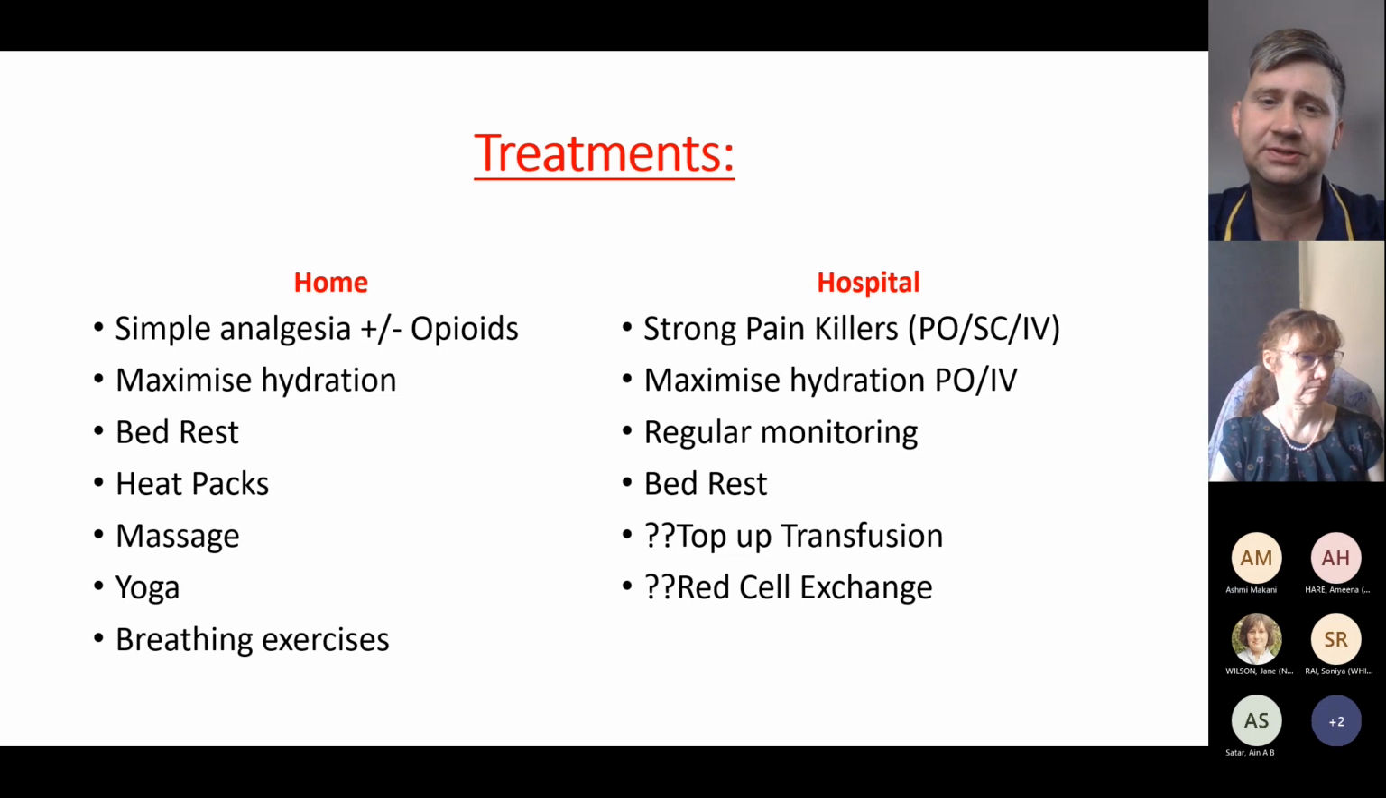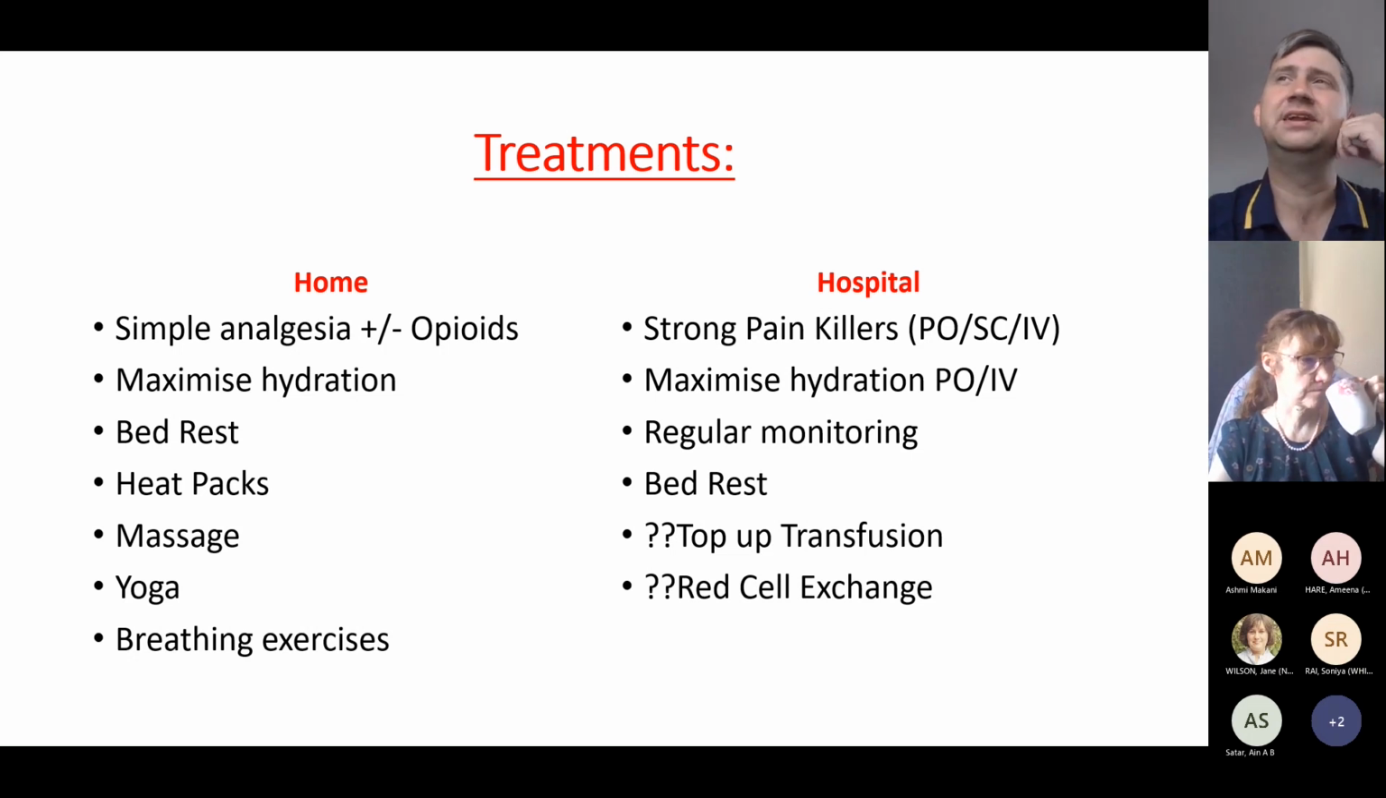So hospital-wise, we can give stronger painkillers. We can give oral morphine, we give oxycodone, we have various different things we can use. We have patches, we give parenterals, so subcut opioids. Usually morphine as a first line, but some patients have oxycodone.